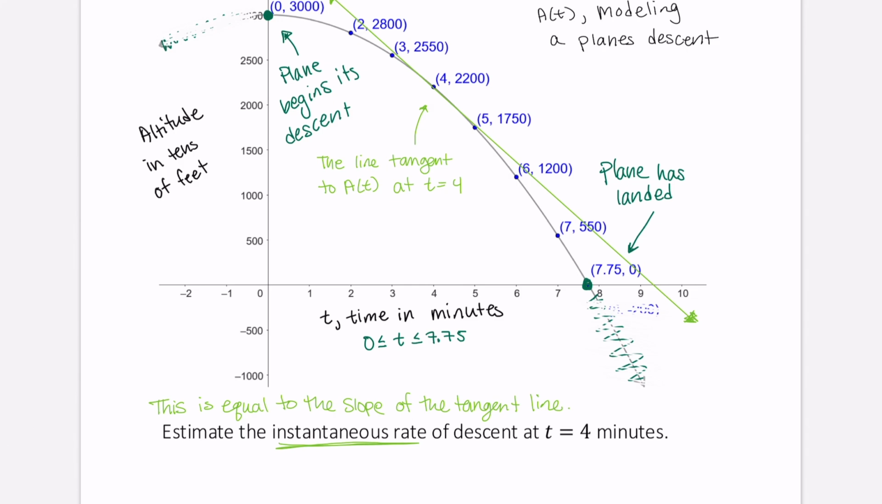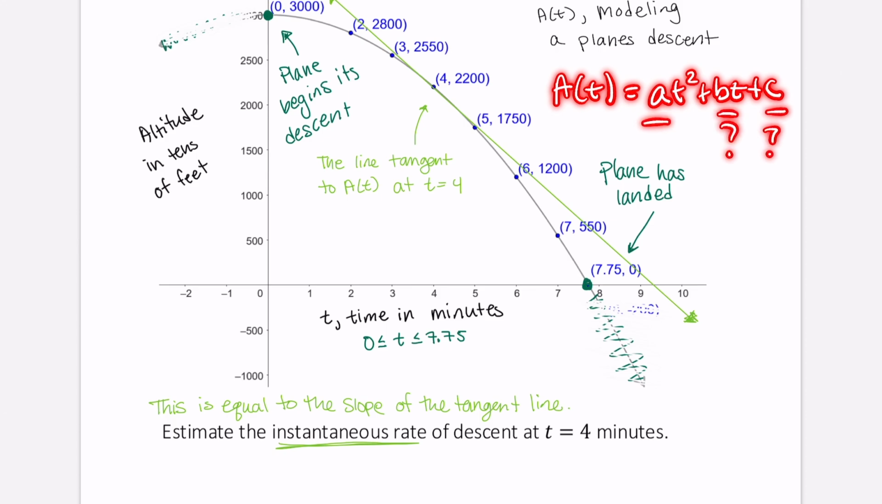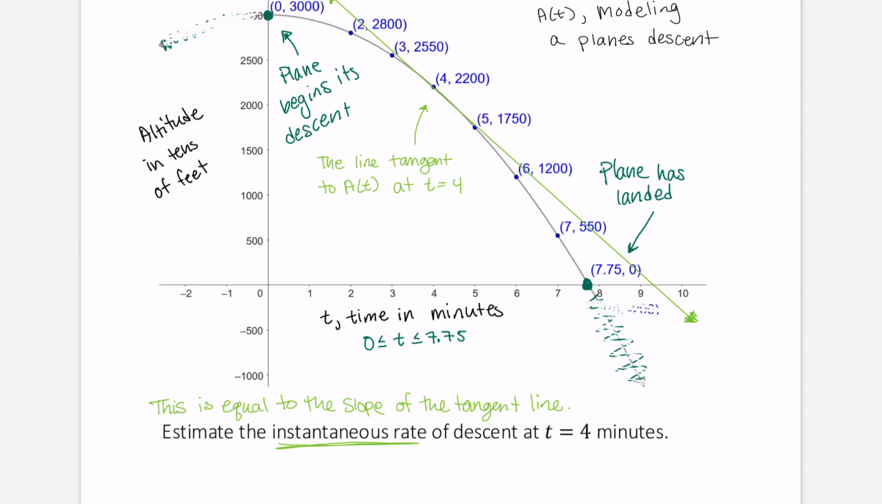Now, since we don't know the function actually modeling A of t, we don't know what A of t equals. All we know is A of t is of this form, at squared plus bt plus c. That's all we know, but we don't know what a, b, and c are. So what we're going to do instead is we're going to use two secant lines. We're going to take the secant lines closest to 4. So we're going to look at this line here and this line here, those two secant lines. We're going to find the slope of those lines and then find the mean of that, and that will give us a good estimate of the slope of our tangent line.